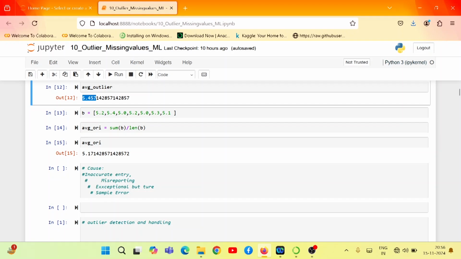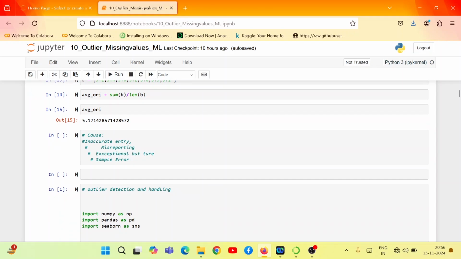Now one more reason is that it is exceptional but true. Sometimes an outlier may be correct, but abnormal. For example, the average income of people in the USA may be in the range of, let's say, $40,000 to $60,000, but the income of Bill Gates may be around $1 billion, which when added will affect the overall result, right? So there are a number of reasons and causes why outliers creep into the data.